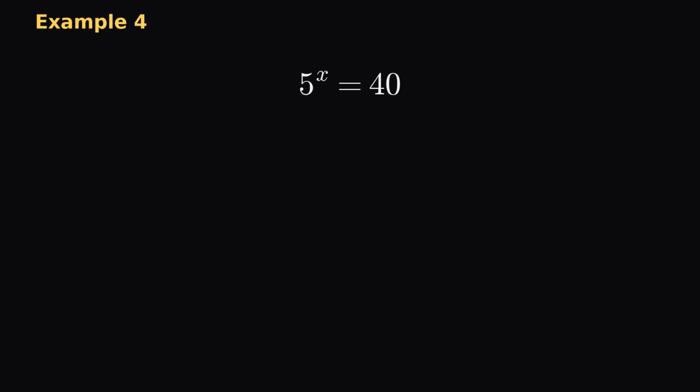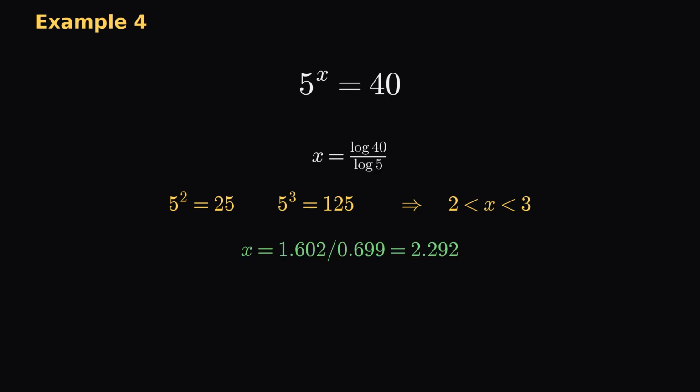Example 4. Solve 5 to the x equals 40. 40 is not a power of 5, so this one needs logs. x is log 40 over log 5. Bracket it first. 5 squared is 25. 5 cubed is 125. So x is between 2 and 3. Log 40 is 1.602. Log 5 is 0.699. That gives 2.292 inside the bracket, so it's believable.